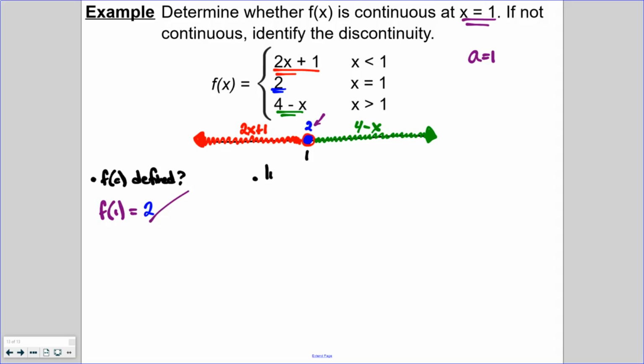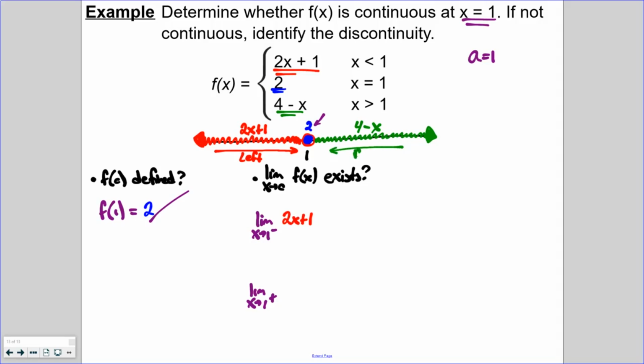Next up, we need to see if the limit as x approaches a of f of x exists. So that means we're going to be looking for the limit as x approaches 1 from the left, and then the limit as x approaches 1 from the right. Now, if we're approaching 1 from the left, we can see that we are going to be using the expression 2x plus 1. And if we are approaching 1 from the right, we're going to use the expression 4 minus x. And these are both polynomials, so we can do direct substitution.